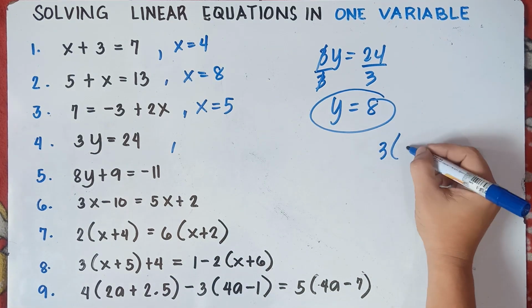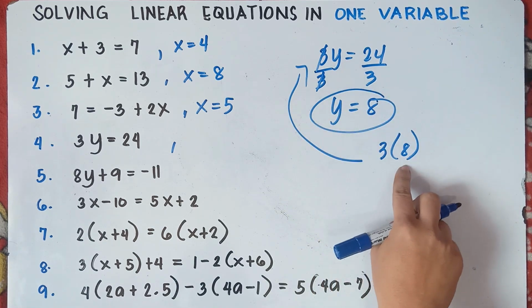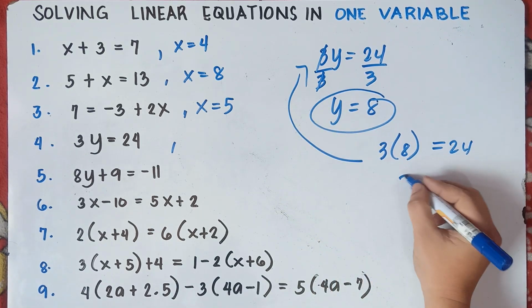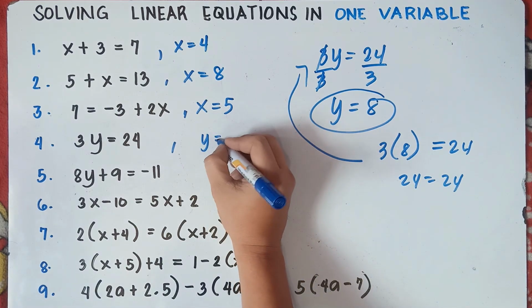Let's check: 3 times 8 for y. Substitute the value of y, class. If y is 8, 3 times 8 is equal to 24. So 24 equals 24. So our y is 8.